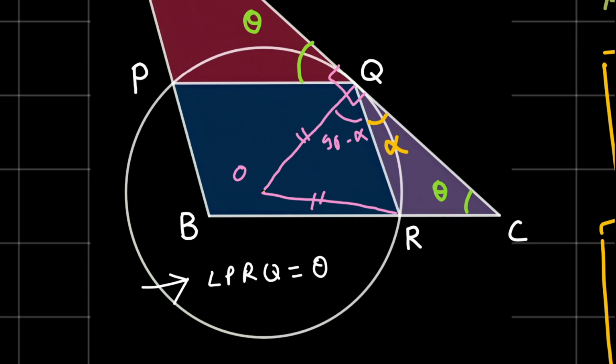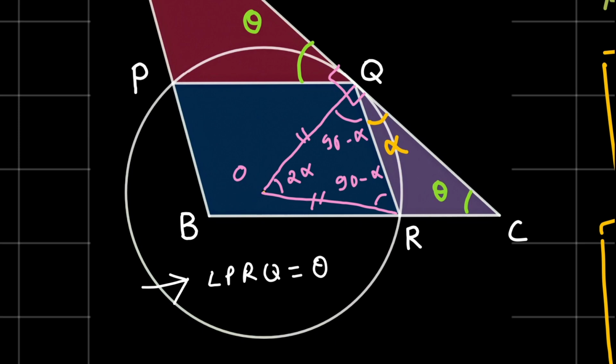Now as this triangle is an isosceles triangle, the value of the base angles would be equal. One of the base angles is already having the value 90 minus alpha. Therefore, the value of this other angle would also be 90 minus alpha. Now in a triangle, we have already got the value of two of the angles. Therefore, by applying the angle sum property, the value of this third angle would simply turn out to be 2 times alpha.